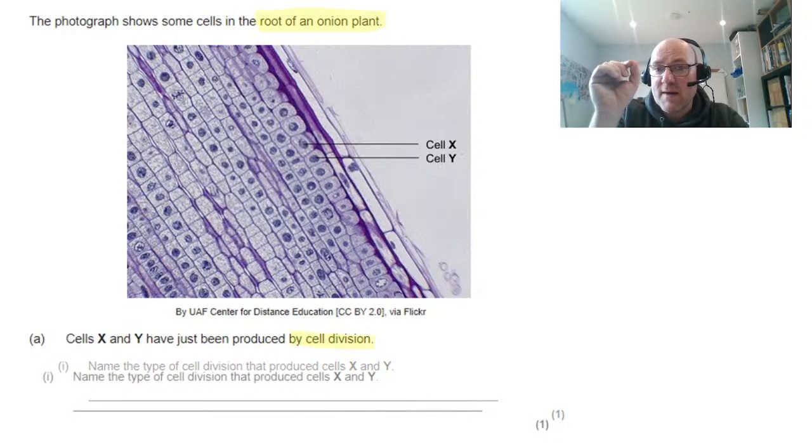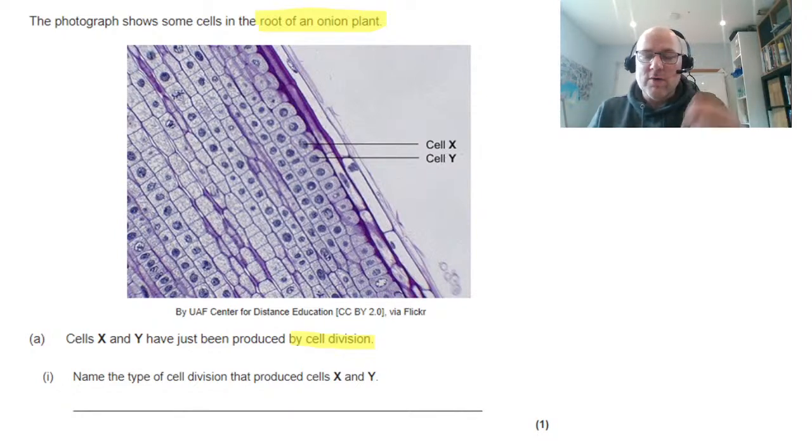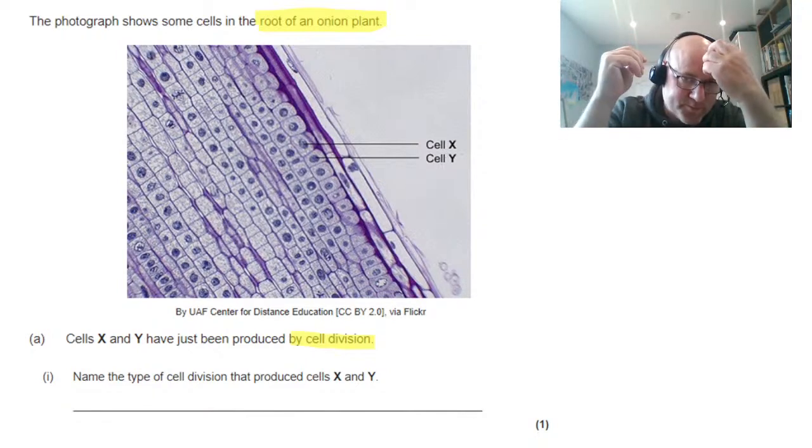So what I need to do is bust out my highlighter pen and make sure I don't miss that bit at the top. It's a root cell of an onion. Is this the sex cells of a plant? No, that's the pollen and the eggs. It's not. So what type of cell division would a normal cell in an organism do? It's not making sex cells. This one is mitosis, not meiosis.